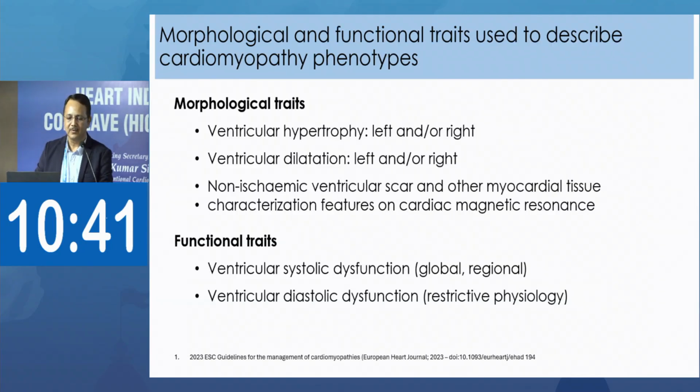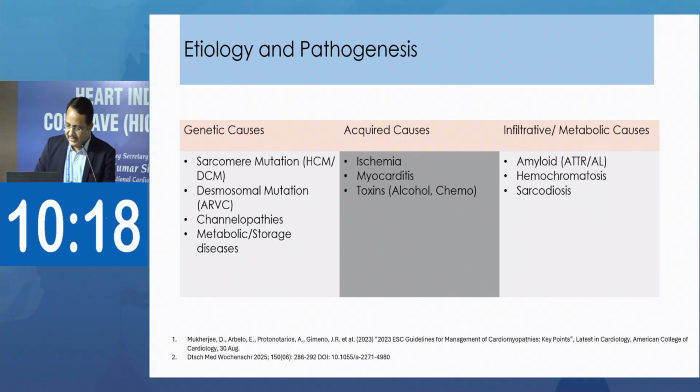So, morphological and functional traits are used to describe cardiomyopathy. Morphological traits include ventricular hypertrophy, ventricular dilatation, non-ischemic ventricular scar, and other myocardial tissue characterization features on cardiac magnetic resonance imaging. Functional traits include systolic or diastolic dysfunction. Diastolic dysfunction predominates in the restrictive pattern.